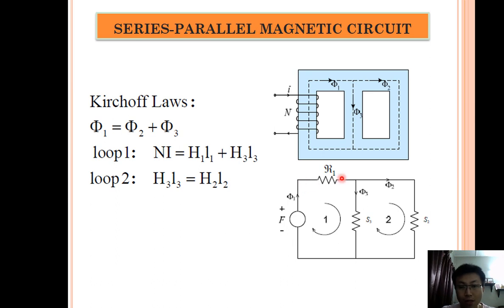So flux 1 goes in, then flux 3, flux 2. So flux 1 equals flux 2 plus flux 3. Then let's have a look at this loop. So Ni equals H1L1 plus H3L3. So H3L3 equals H2L2. Okay?